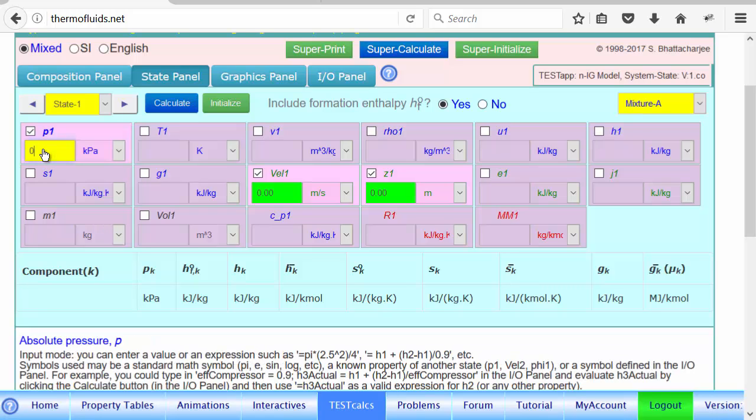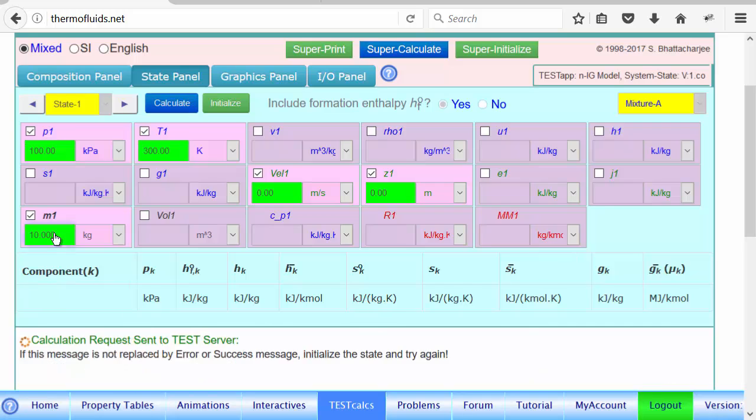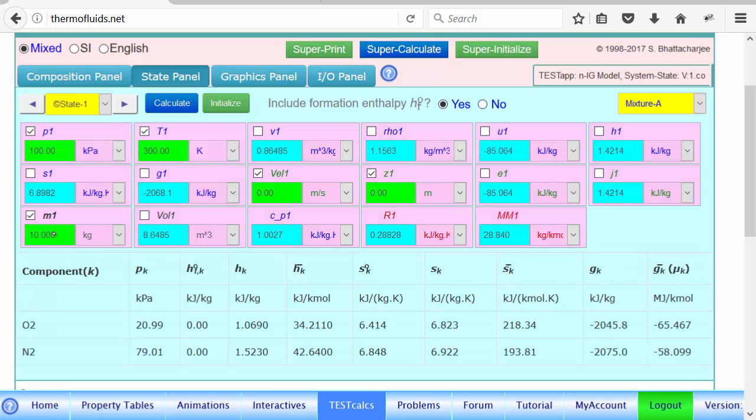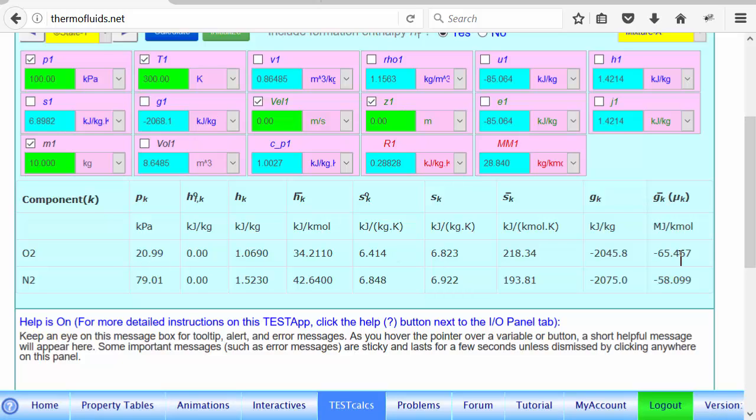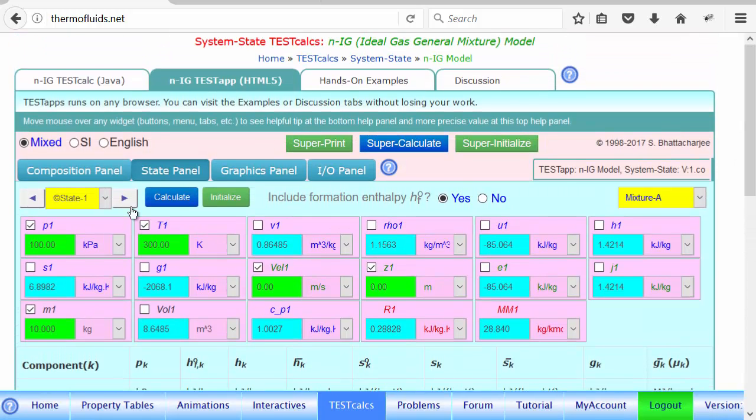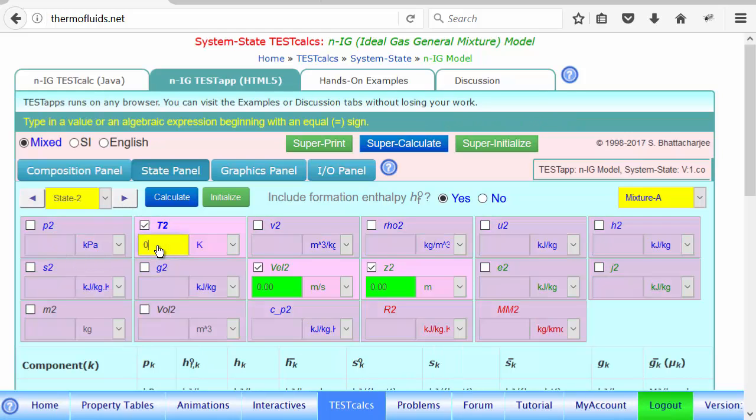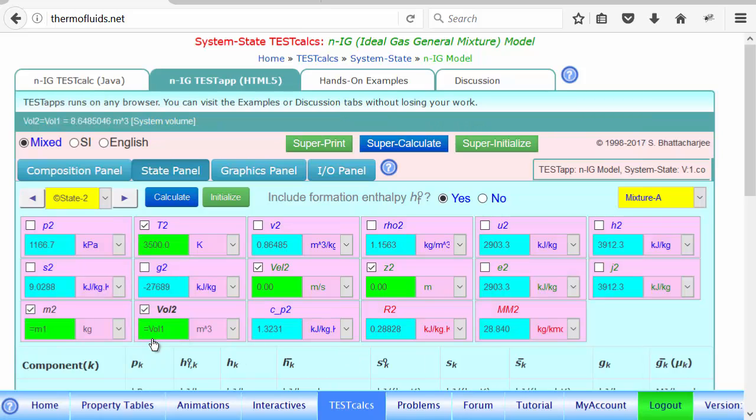What we know about the state: 100 kPa. Again, this is a straightforward state calculation. 300 and mass is 10 kg. So notice now, not only do we get all the state properties, but all the partial properties are given in this table. What is the partial pressure of oxygen, partial pressure of nitrogen, etc. To find state 2, again, we supply the known properties. We have the same mixture, and temperature is known, mass is equal, and volume is equal to the initial state. So that's enough to find the final state.